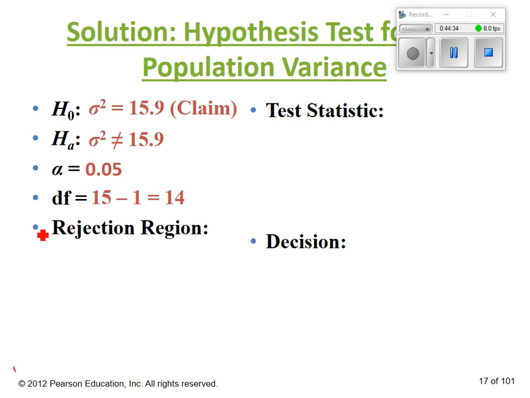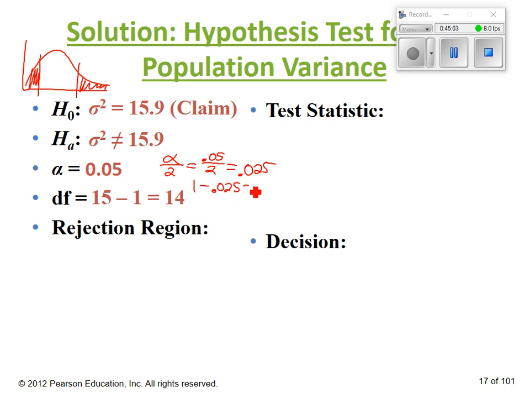So when we draw our rejection region, if it's two-tailed, it's a little harder, but not really all that difficult. If it's two-tailed, you do alpha divided by 2, so 0.05 divided by 2, which is 0.025. Then you subtract that from 1, and you get 0.975. So we use our DF and these two numbers to look up on the chart to find our rejection regions.